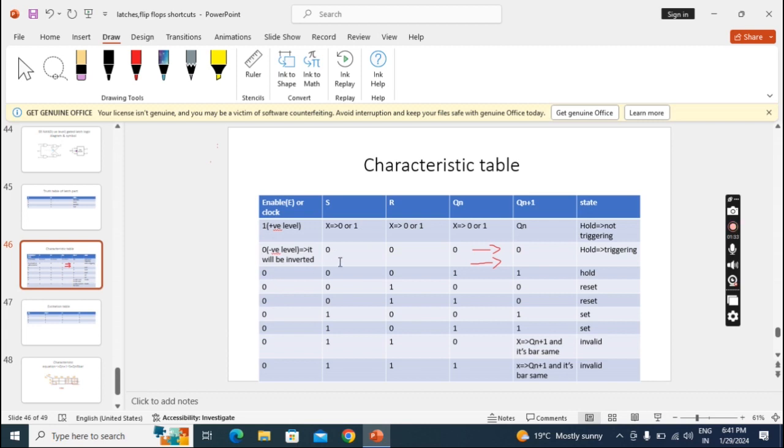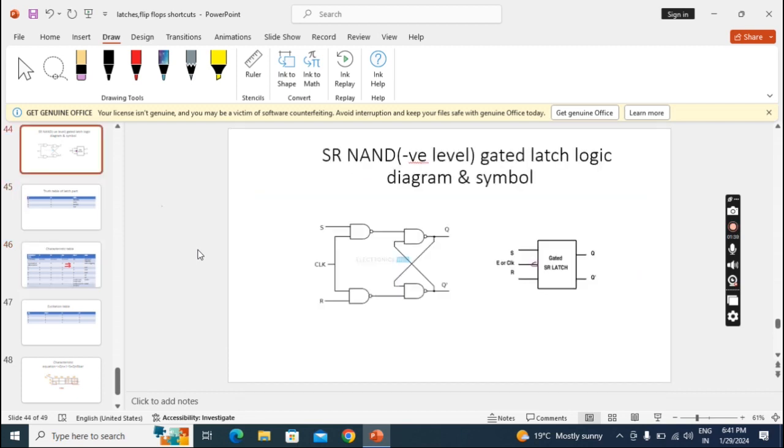Suppose I apply S R as 0, 0. Let's see what happens in this condition. Here we are applying 0, 0 and the clock is 0. This will become inverted, so ultimately it will become 1, 1. So it is becoming the same as positive level only. Okay, right?